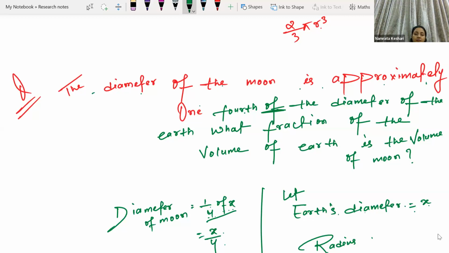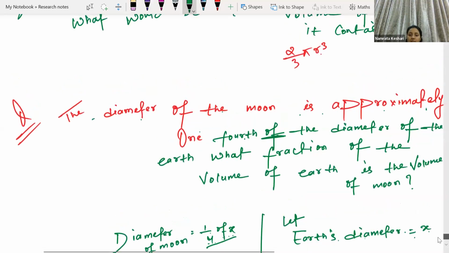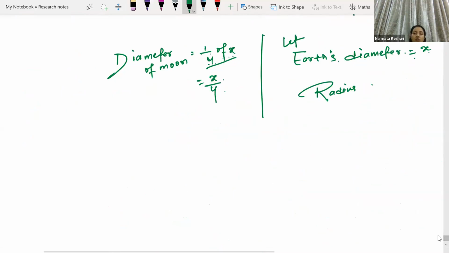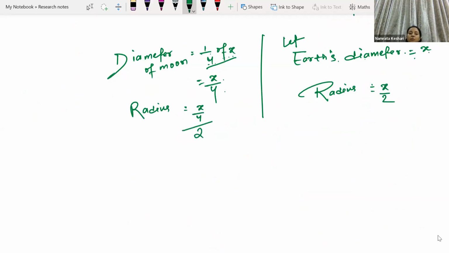Yes, ma'am. Okay, now radius, both of them, like Earth's radius and the moon's radius. So we know the diameter in both the cases, even if that's our assumption. The radius will be x by 2 over here for Earth, and radius over here will be x by 4 by 2. Anyone, can you tell me x by 4 by 2 will be what? If we divide x by 4 by 2, what will we get? Anyone?